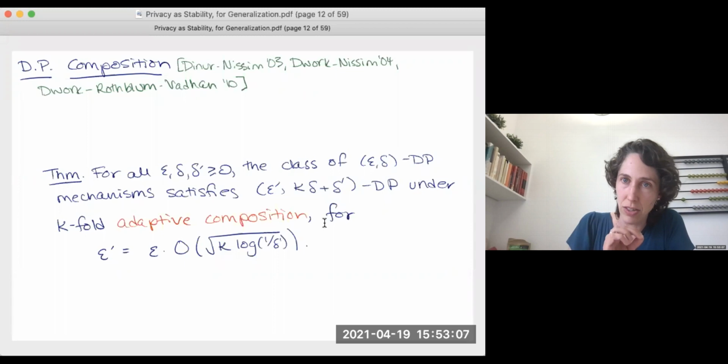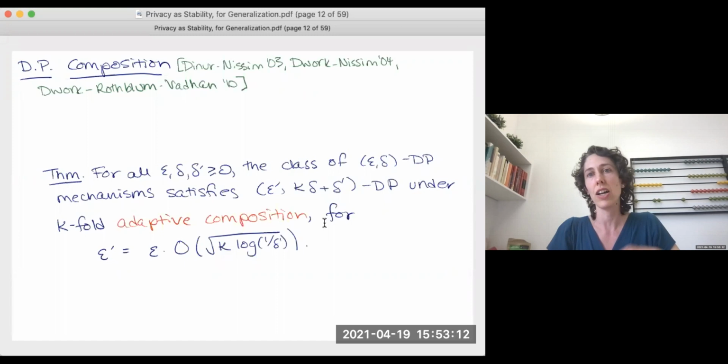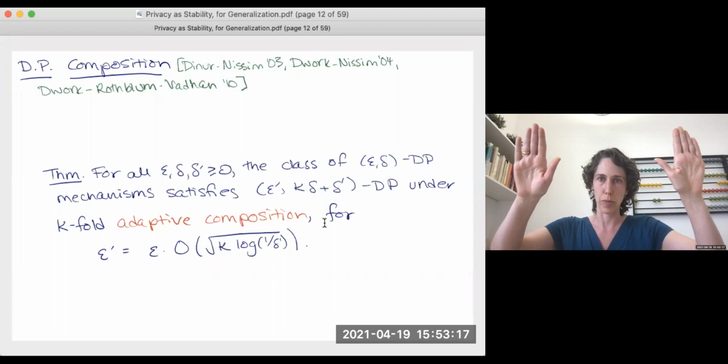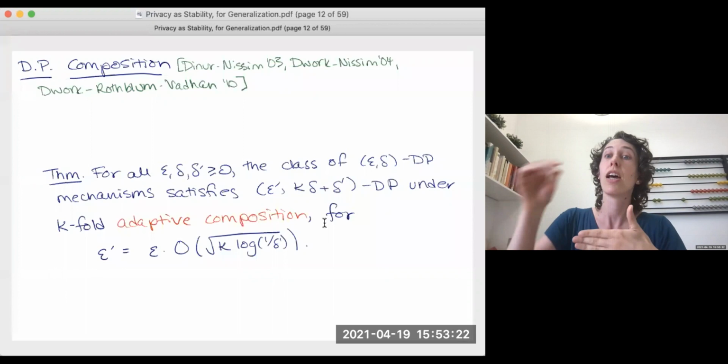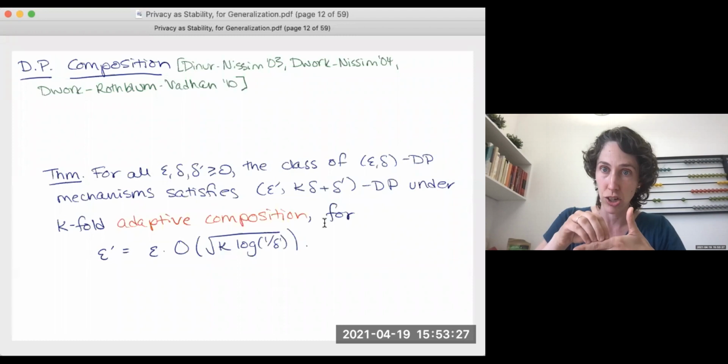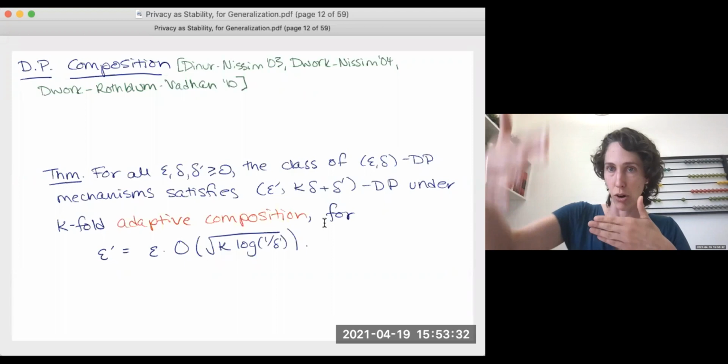The second thing that's nice about this composition theorem is that it's for adaptive composition. So it's not just if I run a computation that's differentially private and I run some other predetermined computation that's differentially private, but actually if I run a computation that's differentially private, look at the results, use those results to help me select the next computation, and then run that subsequent differentially private computation, I can still reason about the overall differential privacy of this combination.